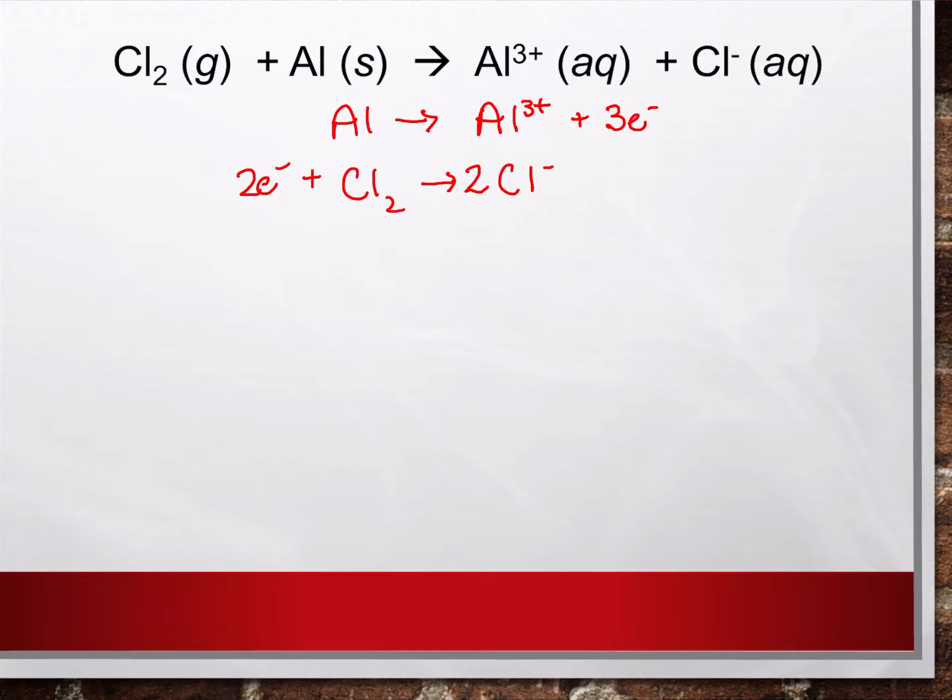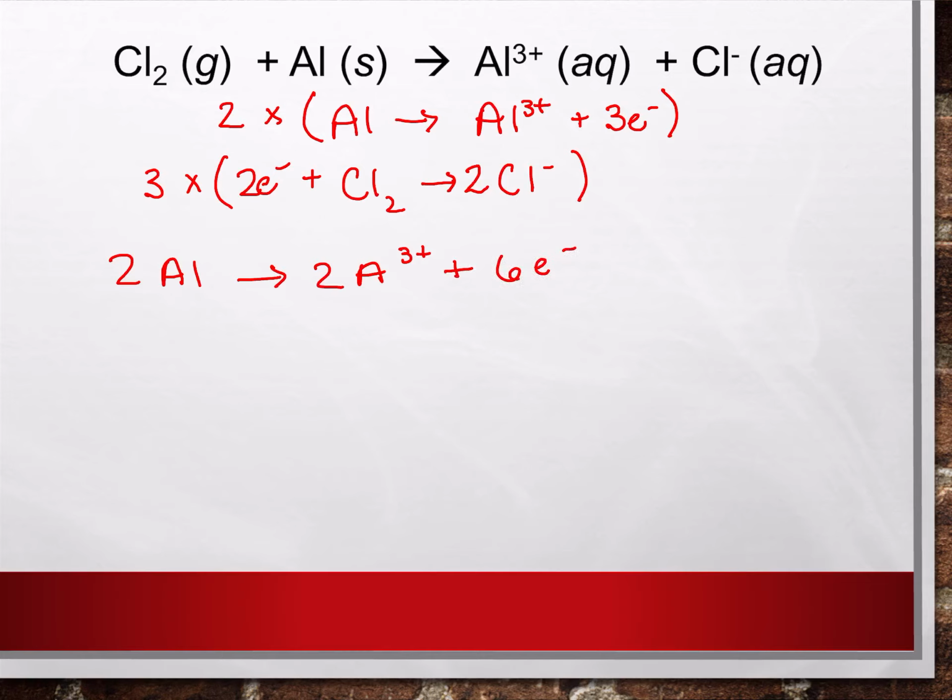Now we need to make our electrons equal, so that eventually they can cancel out. So we'll multiply this reaction, right? So we're going to end up with 6. So we're going to multiply this by 2 and this by 3 so we can get 6 electrons in each of those reactions. So rewriting them below, that will give us 2Al gives us 2Al3+ plus 6 electrons. We're going to get 6 electrons plus 3Cl2 gives us 6Cl-.